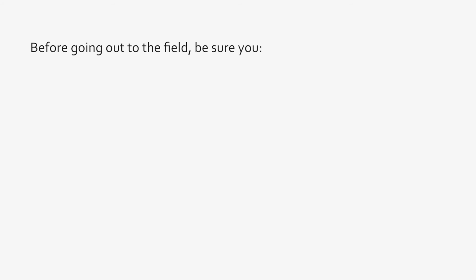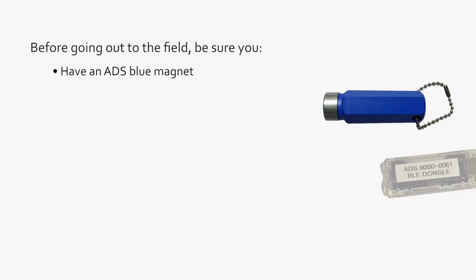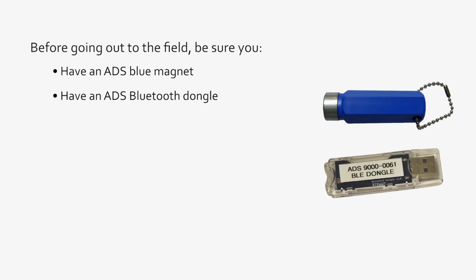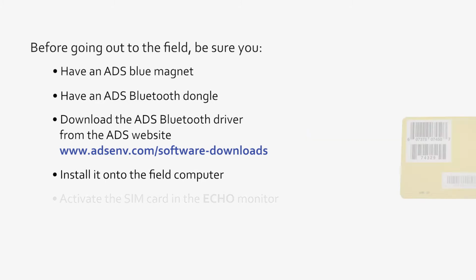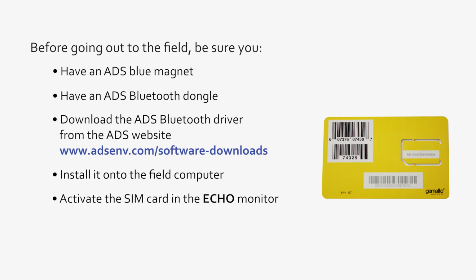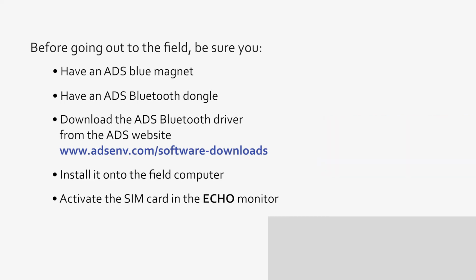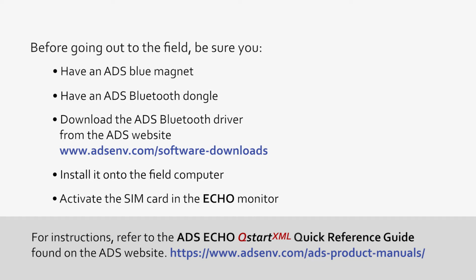Before going out to the field, be sure you have an ADS Blue magnet and the ADS Bluetooth dongle, have downloaded the ADS Bluetooth driver from the ADS website and installed it onto the field computer, have activated the SIM card in the Echo monitor. For instructions, refer to the ADS Echo Qstart XML Quick Reference Guide found on the ADS website.